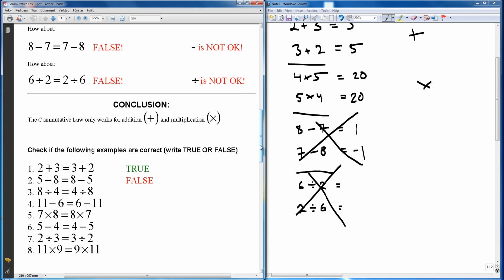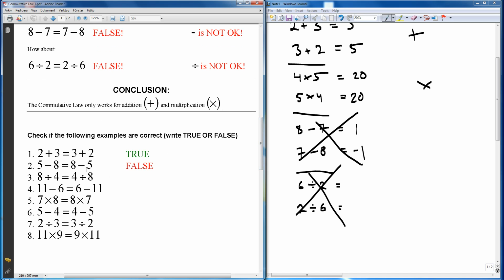So these examples are going to be easy because we know that division and subtraction is not okay to change the order like this. So we know that this is false. This is not the same thing as this, and this is not the same thing as this. We can of course double check by calculating this. 8 over 4 is 2 and 4 over 8 is 0.5, so it's not the same thing. So this is false. So you can go ahead and do these on your own.